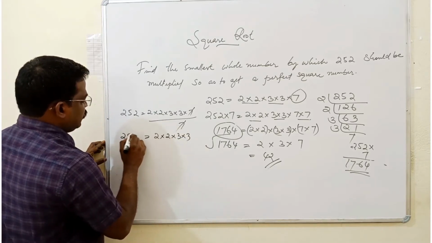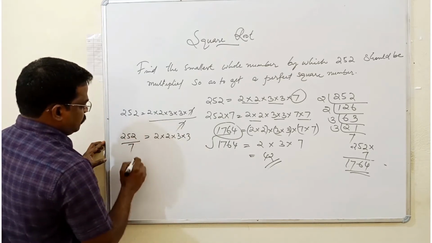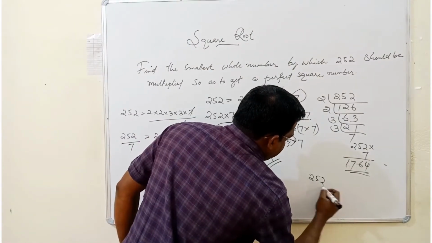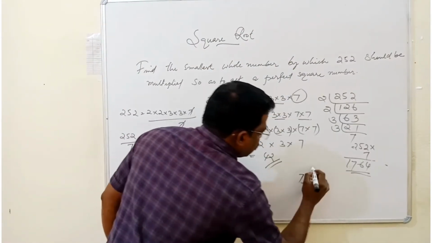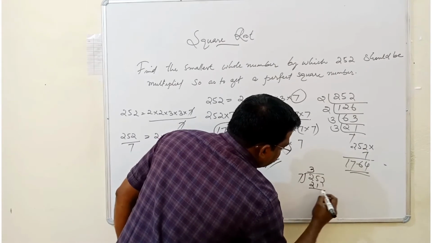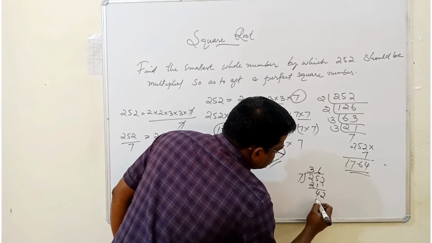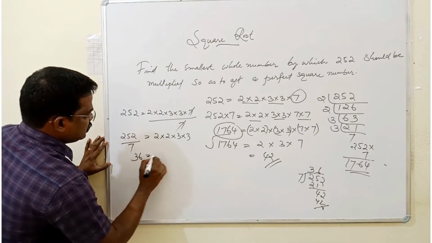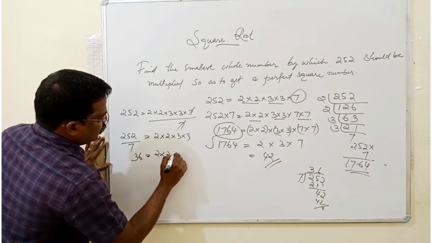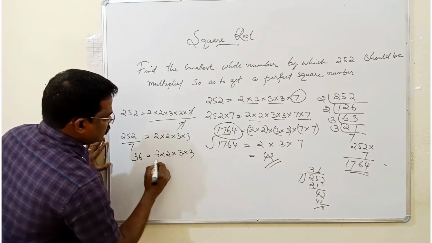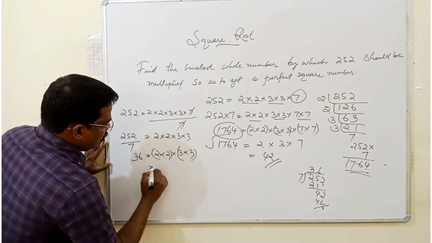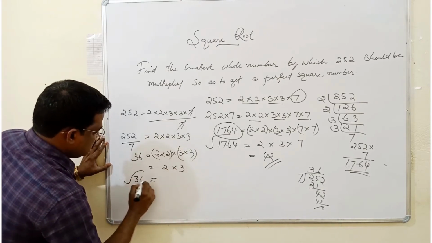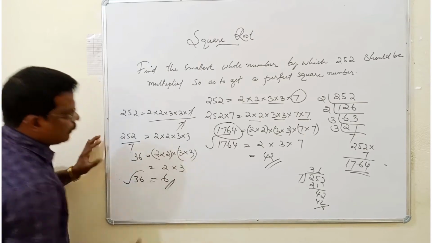So again 252 divided by 7. What will we get? 252 divided by 7. 3, 21, 42, 6, 36. So here 36 equals 2 into 2 into 3 into 3. So pairing that and taking 2 into 3, the square root of 36 is 6.